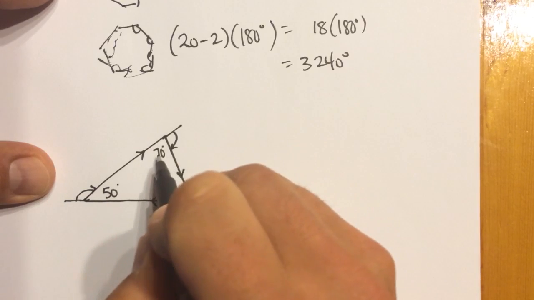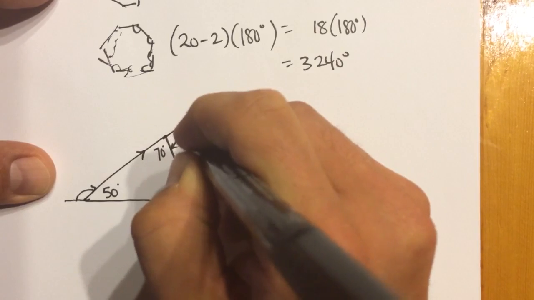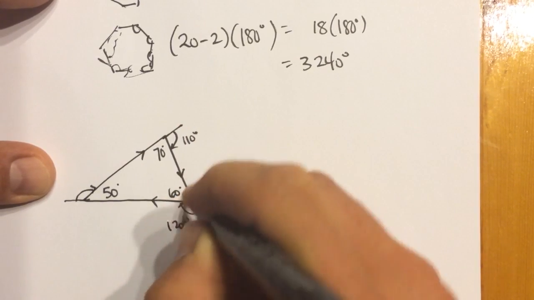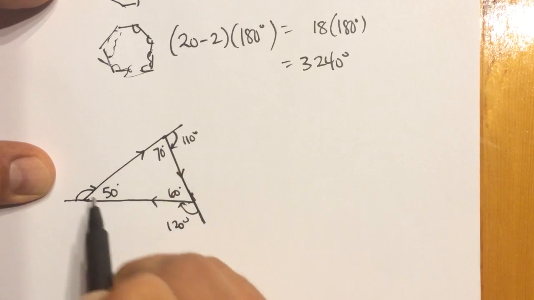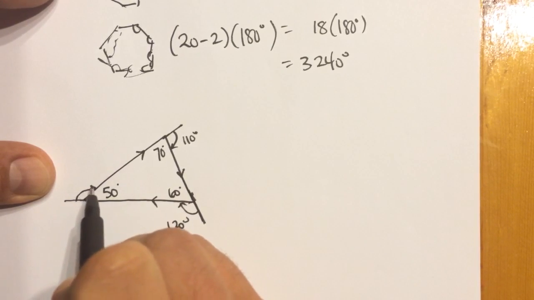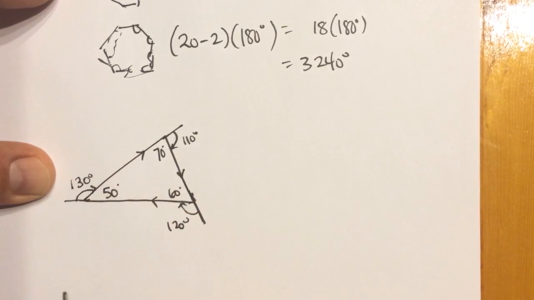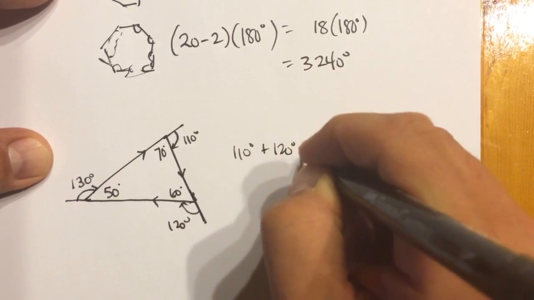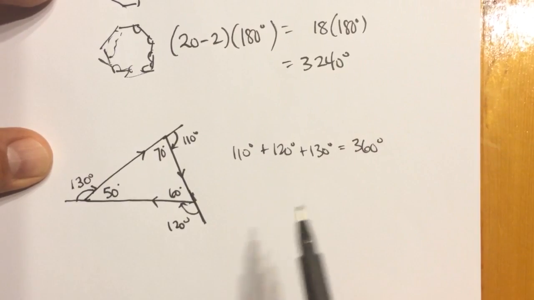When you do that, let's see, 70, this is a straight angle here, so this must be 110 on this side. Over here, that's 60, that makes this 120 degrees, straight angle. And then this one over here, straight angle, there's 50. This one over here must be 130 degrees. Now if you take those 3 values, they always add up to 360 degrees.